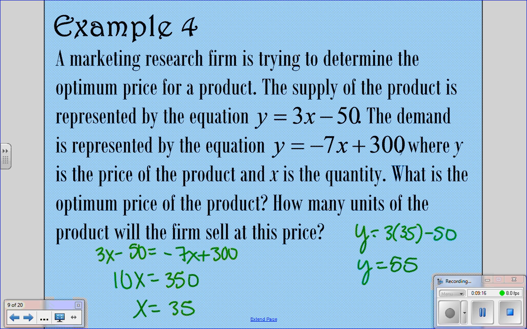So what is the optimum price? Well, y is the price of the product. So my optimum price is going to be 55. That'd be for the first question. And then how many units will they sell? X is the quantity, the number. So they're going to sell 35 of them at that price. And so that would be your answer there.